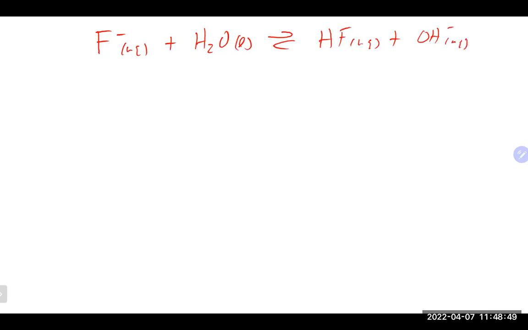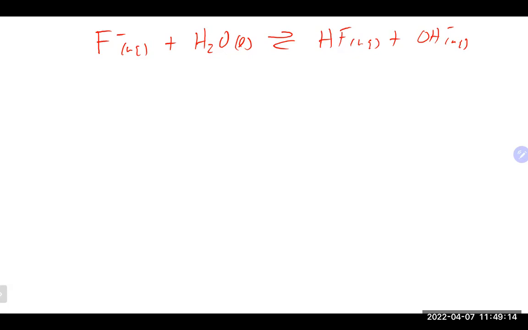All right. So we had our equation, which is our F minus plus our water going to make HF and our OH minus. Now we know a couple of things from just simply writing this equation without actually finishing the calculation. My pH should be acidic, basic, or neutral. What should it be, you think? What do I see on the right-hand side of the arrow? I see OH minus. OH minus is basic, yeah?